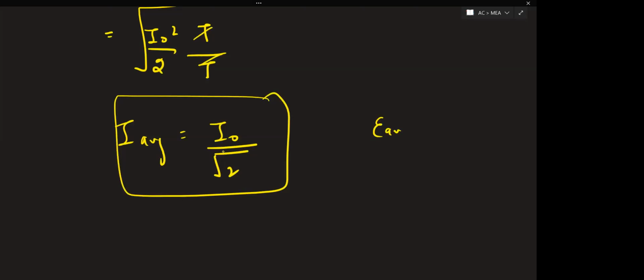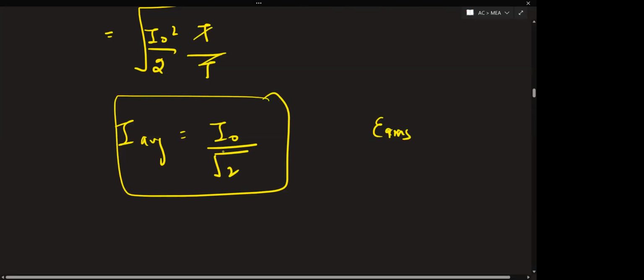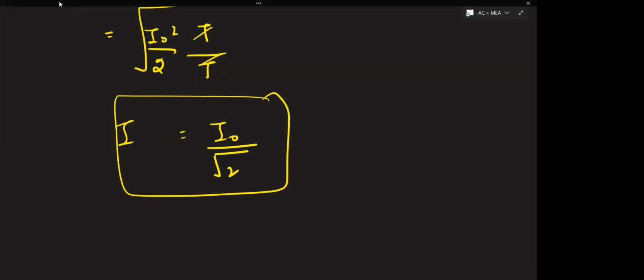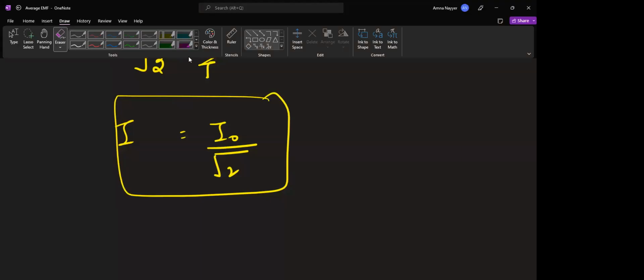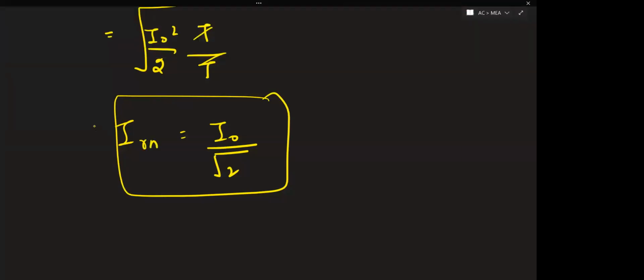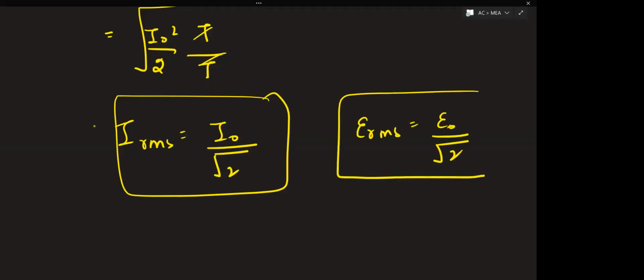Similarly, E RMS, not average. Average we have calculated. This is RMS. So this is I RMS, and E RMS comes out to be E naught divided by root 2. Got it? This is the whole complete derivation.